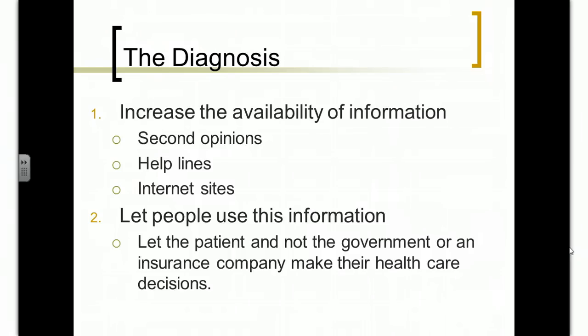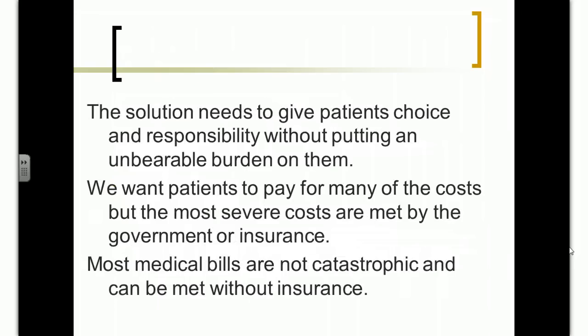Yet when it comes to healthcare, we say either the government, a bureaucrat, must make the decision, this is the treatment we're offering, or an insurance company makes the decision, this is the treatment we're offering. We're paying for this treatment. If you're insured, we'll cover it. If you want something else, we're not covering it. If you're in the government or the public system, this is what's available. If you need something else, it may not be provided. So the solution needs to give patients choice and responsibility without putting an unbearable burden on them.